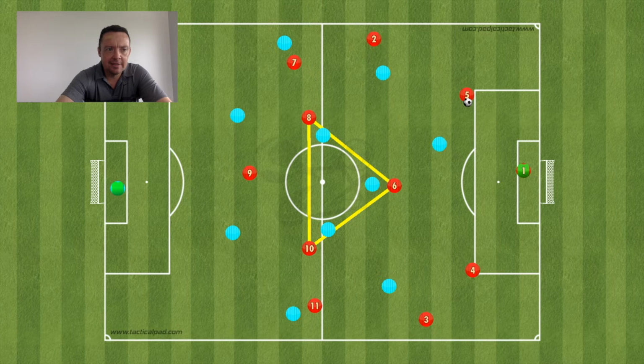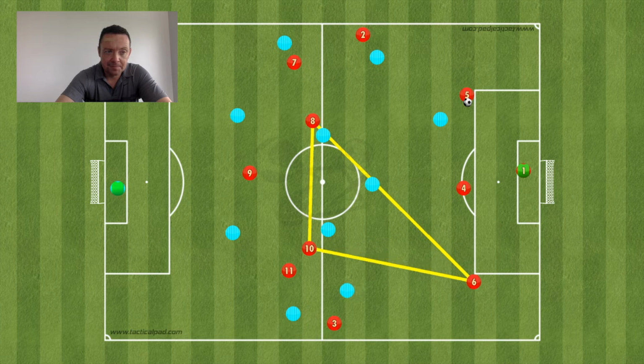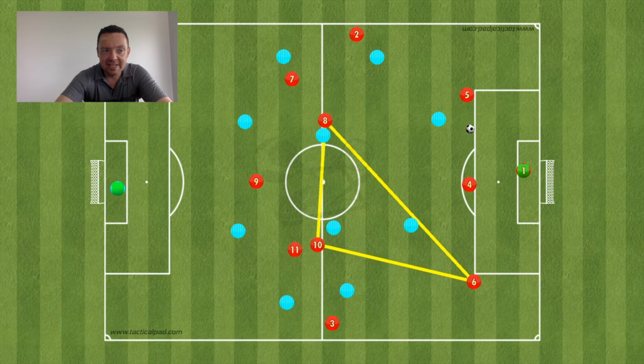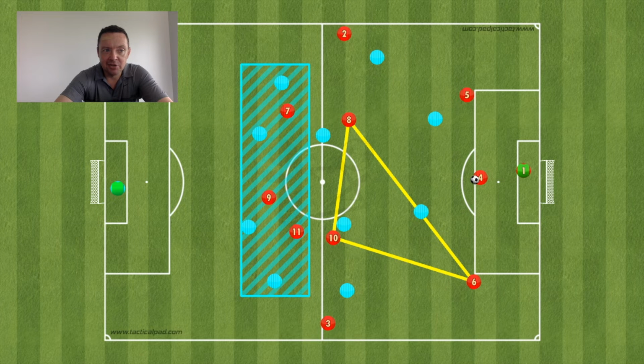Centre-back split. The centre-back on the other side drops over to support. The number 6 drops inside. Then you've got the rotation higher up the pitch. The number 3 goes forward. The number 11 goes inside. The 8 and the 10 rotate lower in angles of support.